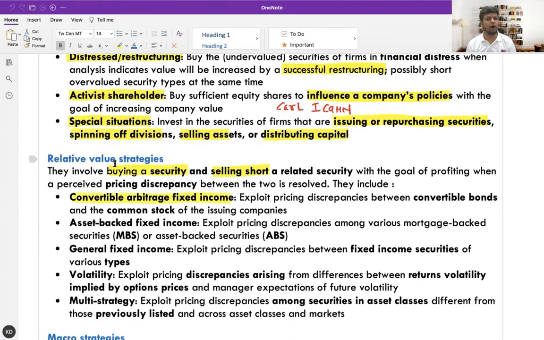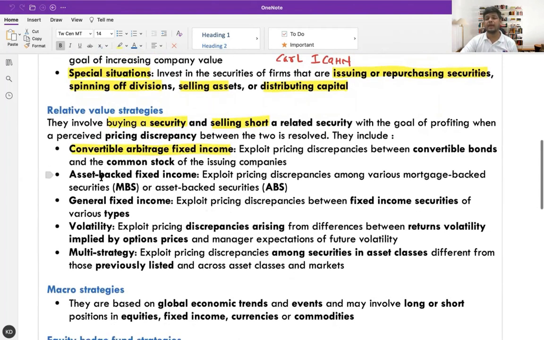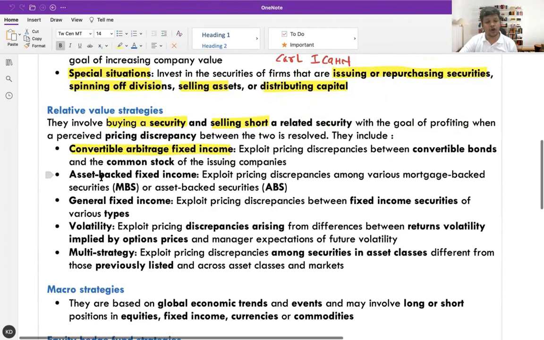Now it's a convertible bond. Right now it's a bond. Later on it will become equity, right? After conversion. So they are looking out for opportunities between the convertible bond and its equity. Right? So they may buy one and then they may sell another. They are trying to exploit the opportunities between the bond and its equity. Clear? Same goes with asset-backed securities. They are looking out for opportunities between the underlying asset and the asset which is being securitized, which can be mortgage-backed securities. Clear?